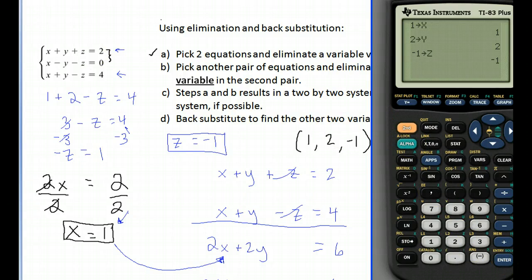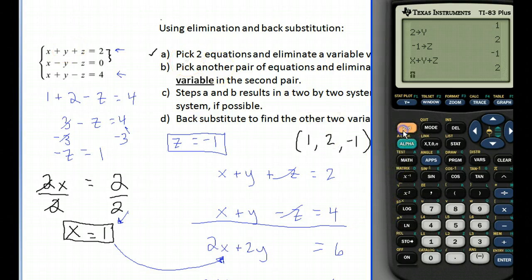All right, and then I just write my 3 equations and see if it works. I'm going to press second alpha lock. What is x plus y plus z? 2. Alright, so the top equation works.